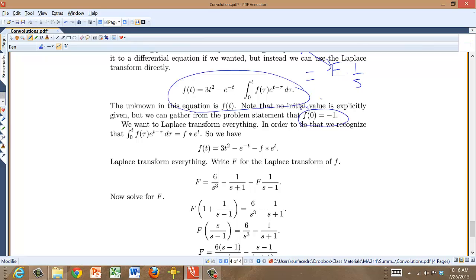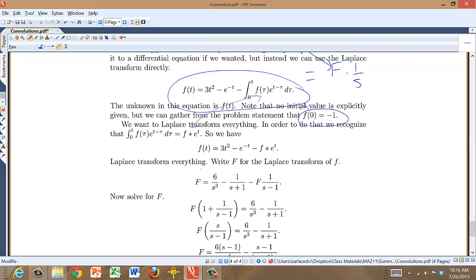Okay, so what I want to do, again, I'm going to just Laplace transform everything. And in order to do that, I'm going to have to recognize this last term here, this guy, is just the function f convolved with e to the t. So I'm going to rewrite my equation like this, right? I'll just say, well, this is f convolved with e to the t. And now I'll just Laplace transform everything.